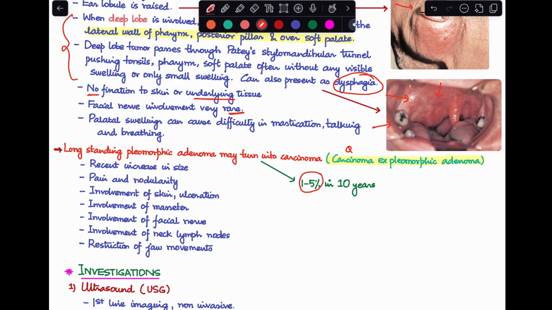And how will we suspect it? What are the features we'll be looking out for? If there has been a recent increase in size, pain and nodularity, involvement of skin or ulceration over the skin, involvement of masseter, facial nerve, neck lymph nodes, and restriction of jaw movements. These are all the red flag signs that you should be looking for, so as to find whether the pleomorphic adenoma has undergone a malignant transformation.